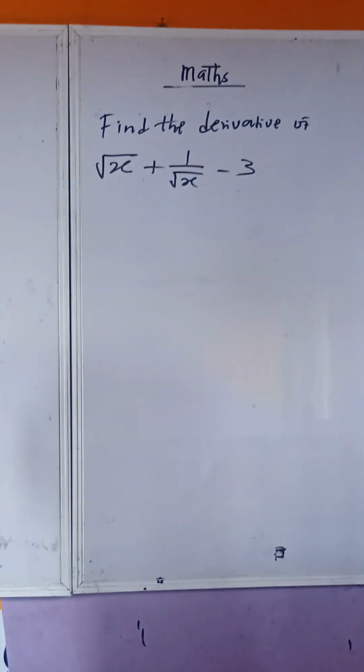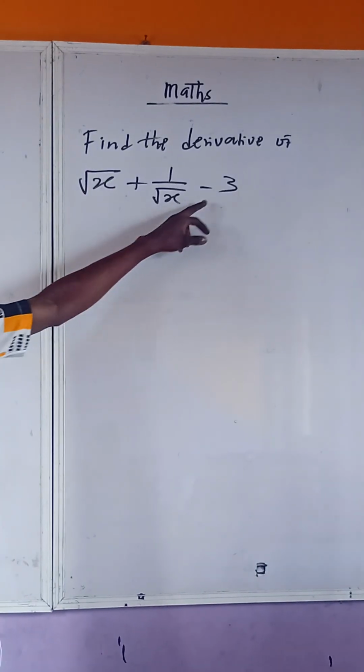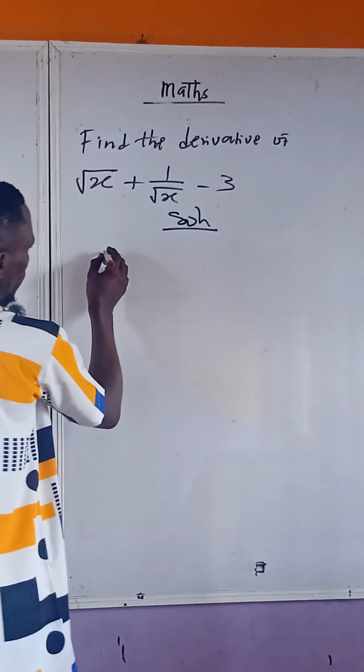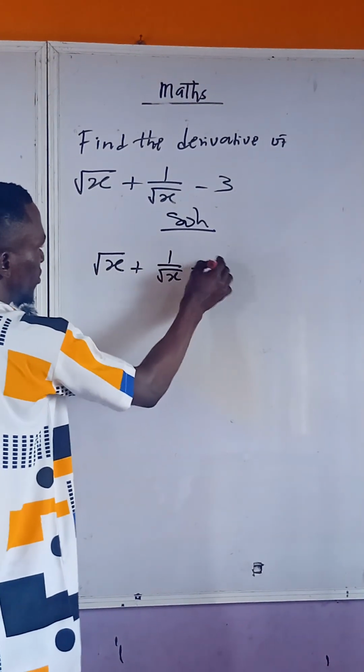Friends, we have a question that asks us to find the derivative of root x plus 1 over root x minus 3. So let's write the solution down. So we have root x plus 1 over root x minus 3.